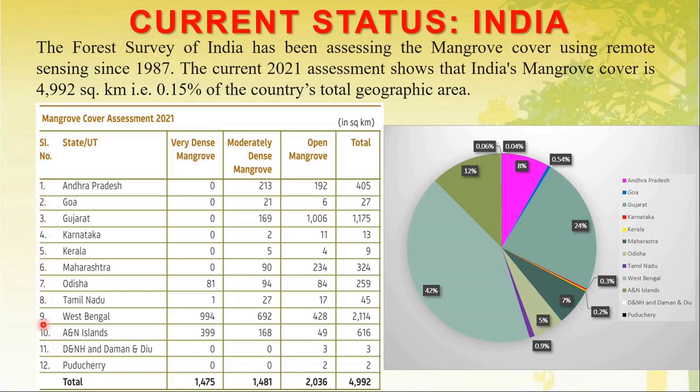So these are 12 states or union territories, that is, 9 states of India: Andhra Pradesh, Goa, Gujarat, Karnataka, Kerala, Maharashtra, Odisha, Tamil Nadu and West Bengal, and the union territories Andaman and Nicobar Islands, Daman and Diu, Dadra and Nagar Haveli and Puducherry. So these states and union territories have the total mangrove cover of India.